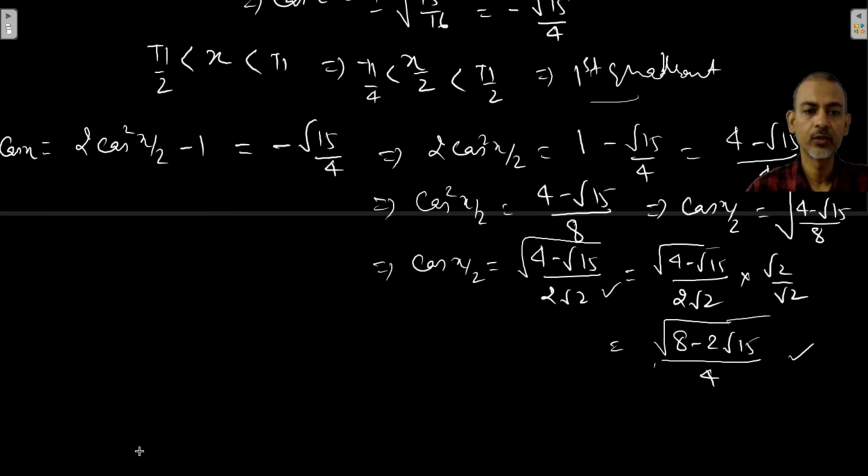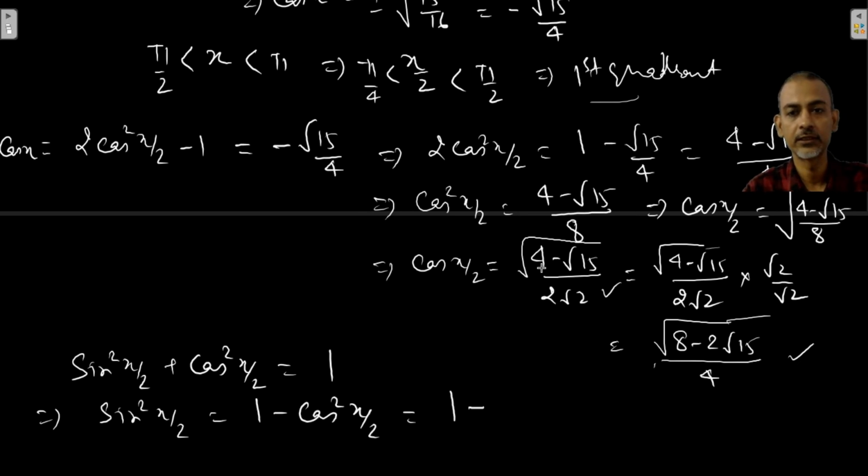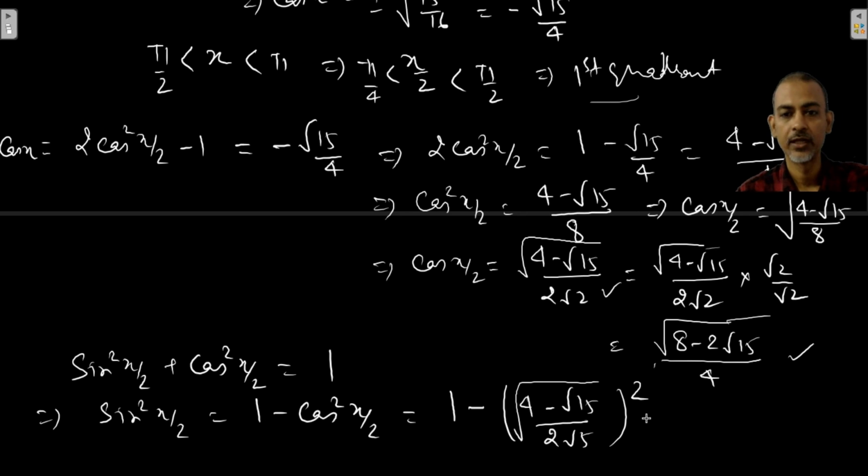From here, rather than using the other formula, I can as well use sin square x by 2 plus cos square x by 2 is 1. So I can write sin square x by 2 equals 1 minus cos square x by 2, and I'll put the value: 1 minus, this is the square root of (4 minus root 15) upon 2 root 2, and then I have to do the square, right? So when I do this square, now what will I get?